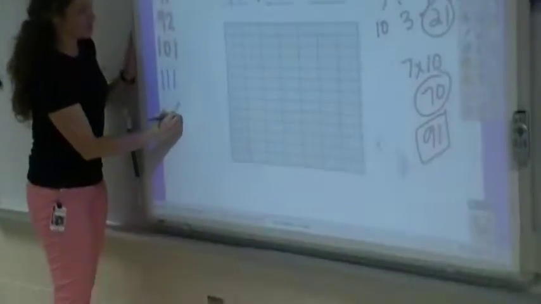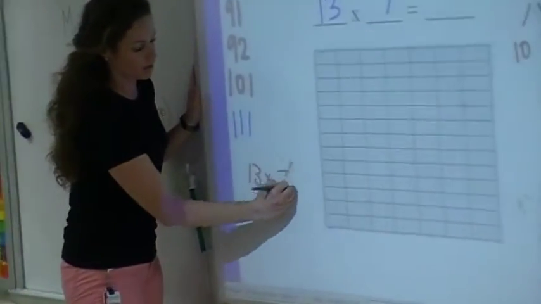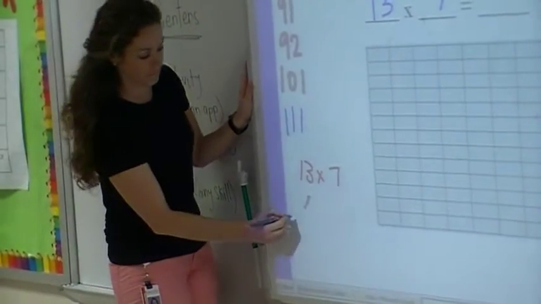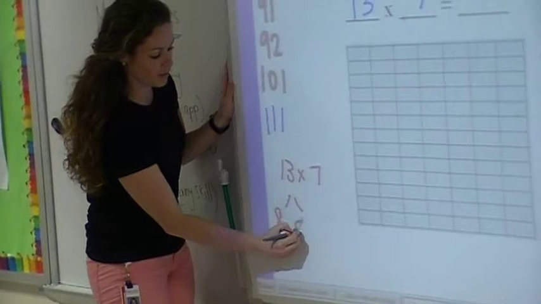I got 91, but instead of doing 10 times 7 and 3 times 7, I think that would have been an easier way than what I did. But instead, I did 8 times 7 and 5 times 7. Okay, that works as well. Good. All right, so let me put it over here. So you decomposed 13 into what? 8 and 5. And that works as well.